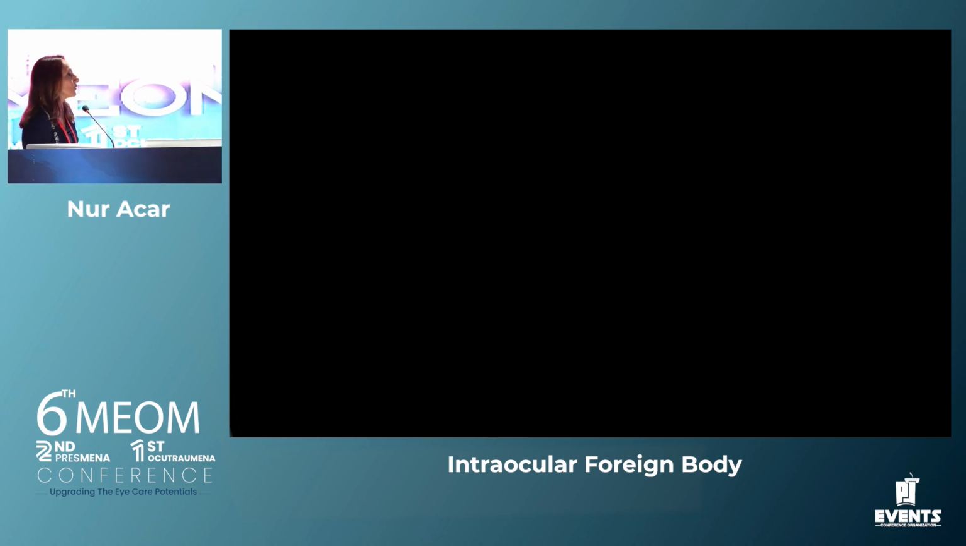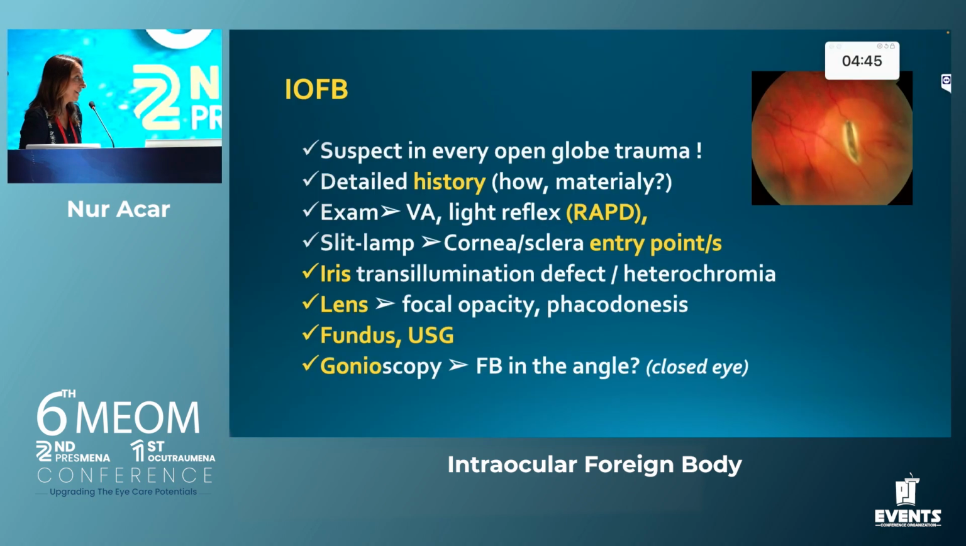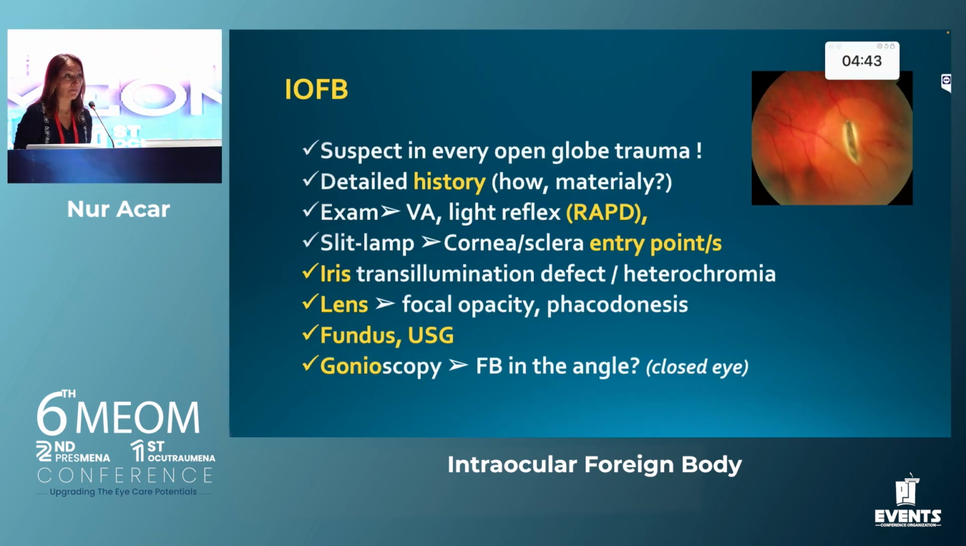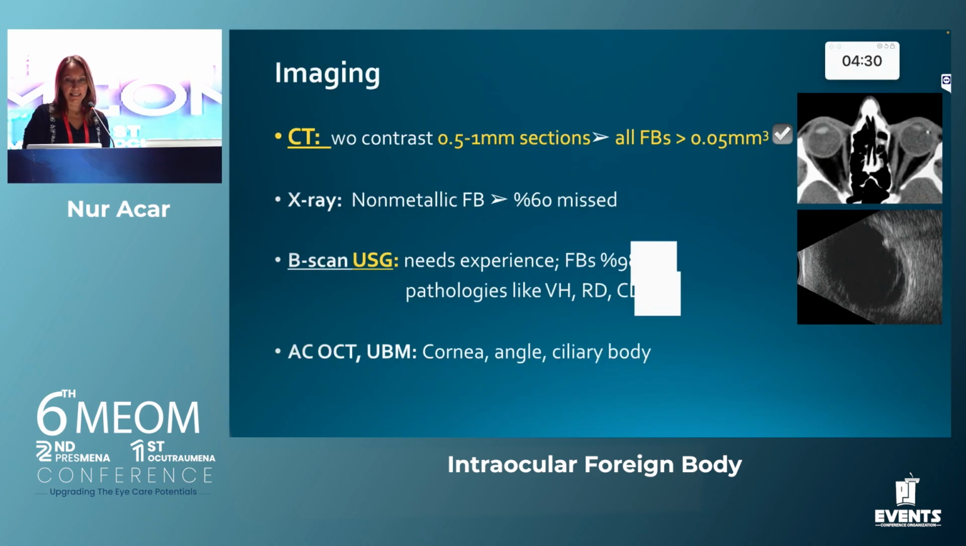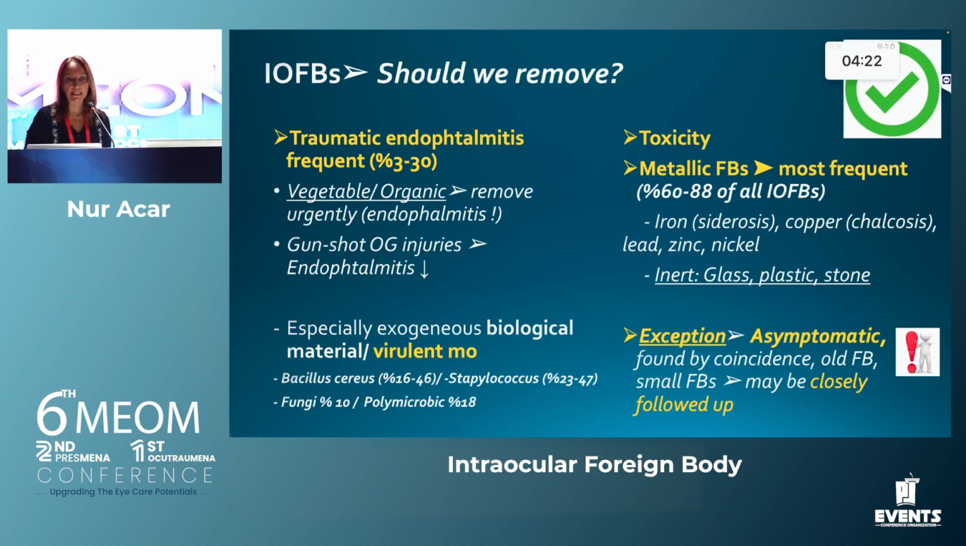So we have to suspect an intraocular foreign body in every open globe trauma. We need a detailed history and also a detailed examination, started from the cornea, conjunctiva, iris, and lens, and we have to search for possible entry sites. Imaging is necessary to manage the patient also. CT scan without contrast is the best option for scanning, and the sensitivity is really high.